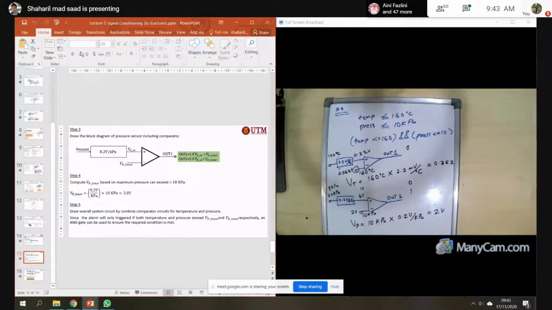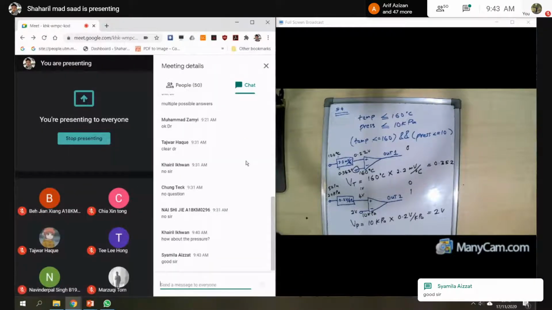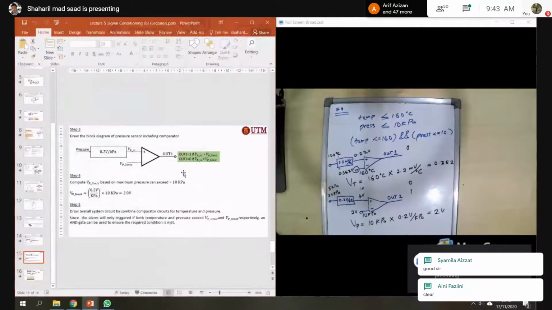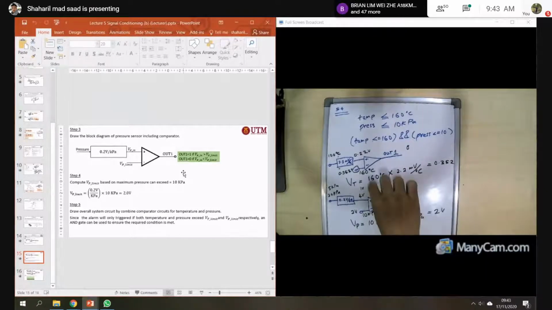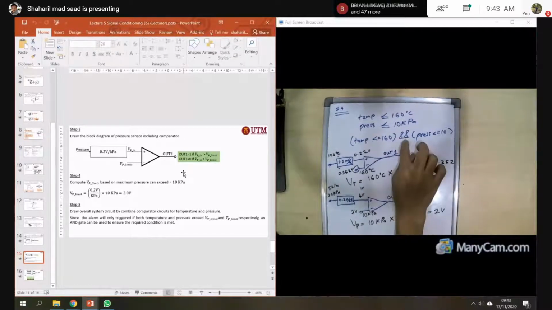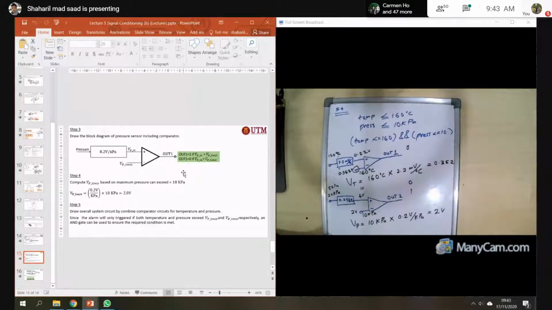Okay. So far so good. Do you have any question? Clear? Good. However, we want to make it an alarm system, right? So this one is only the comparator. So how to make the alarm system? We need to achieve what has been stated in the question. That means temperature and pressure cannot both exceed. Both cannot exist.